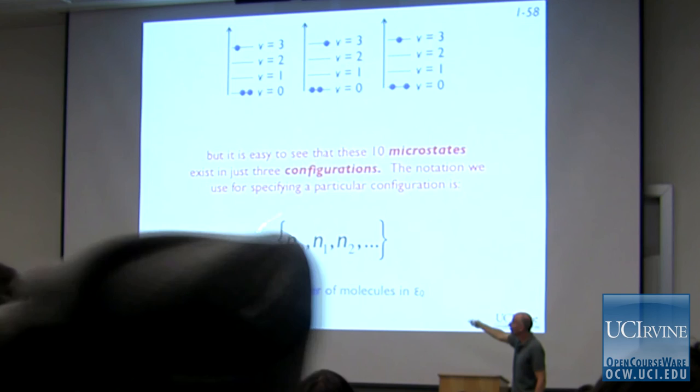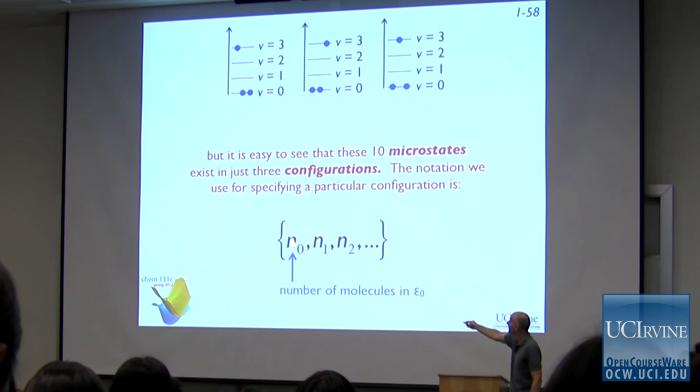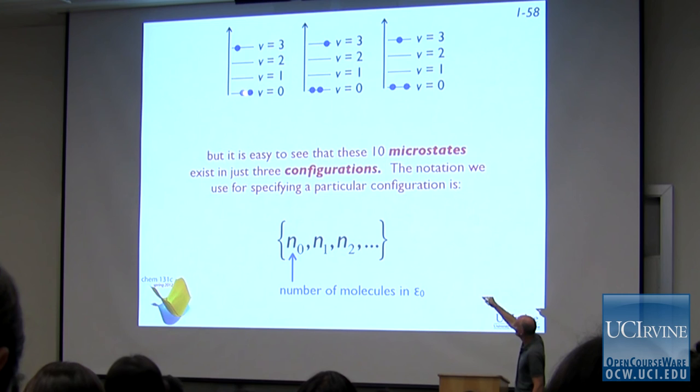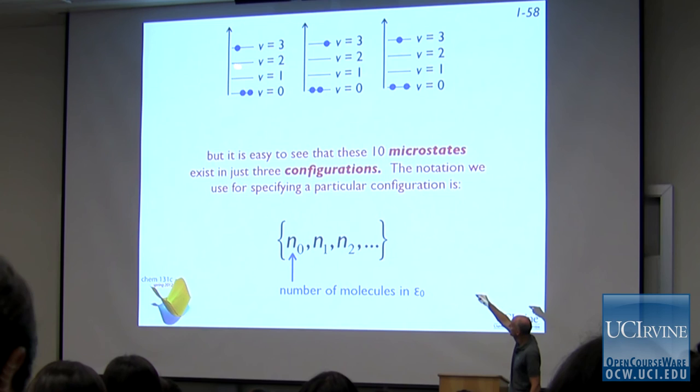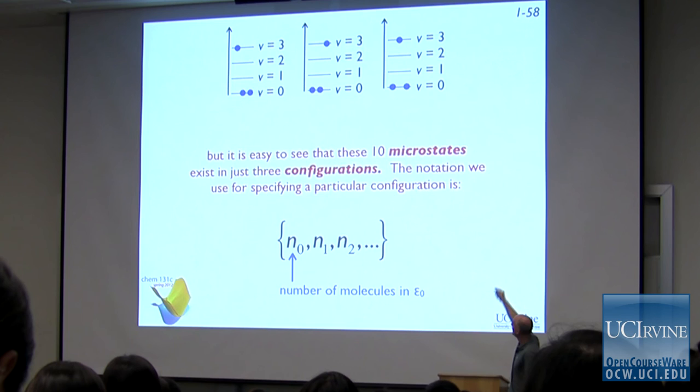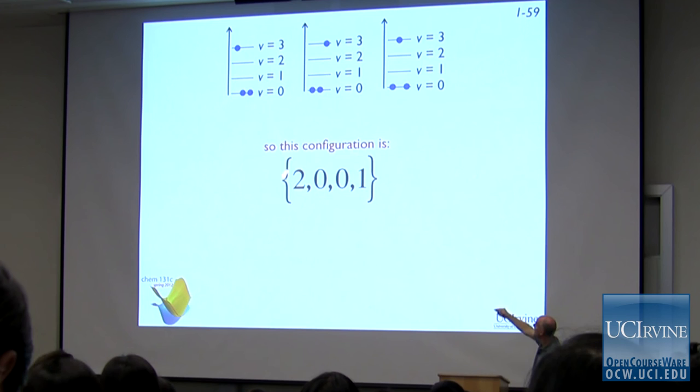That's the number of molecules in V equals zero. Two. Two here, two here. These are all the same configuration. So if that's two, that has to be two, and that also has to be two. That's the number of molecules in quantum state 1, 0, 0, 0. Quantum state 2, 0, 0, 0. Quantum state 3, 1, 1, 1. All right, so this guy is 2, 0, 0, 1. Boom. That's his configuration.